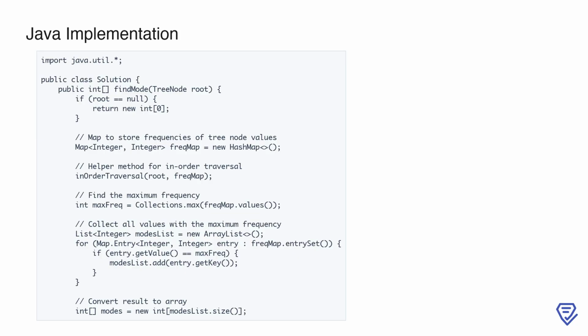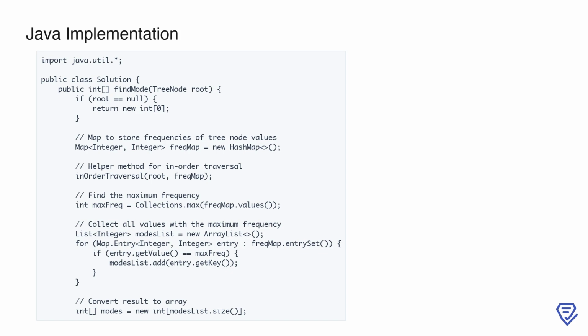Next, we use a hash map to store the frequencies of each value in the tree. This map will help us count how many times each unique value appears. To populate this frequency map, we perform an in-order traversal of the tree using a helper method called in-order traversal. Once the traversal is complete, we determine the maximum frequency by finding the highest value in the map.